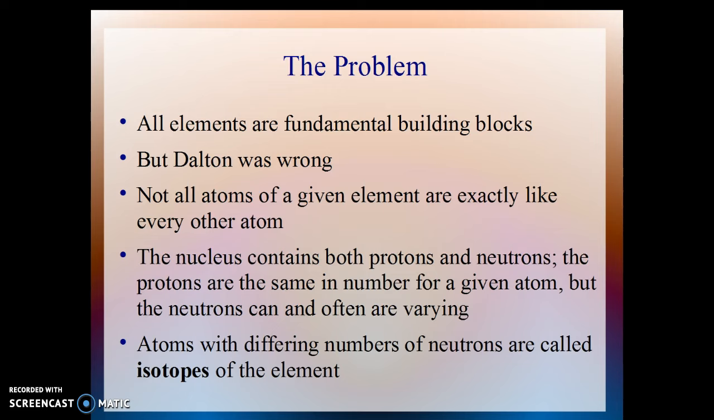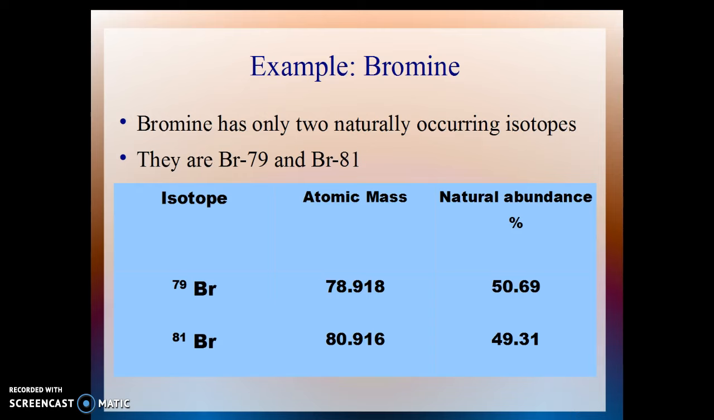For instance, lithium is always 3 protons. But there can be different numbers of neutrons, and that changes the mass. Atoms with differing numbers of neutrons are called isotopes of the element. For example, bromine has only 2 naturally occurring isotopes, the 79 and the 81, and what you see here is the natural abundance of each, and the atomic mass, which is not exactly 79 and 81, because of what you learned in nuclear chemistry is called the mass defect, not to be concerned about at this time.